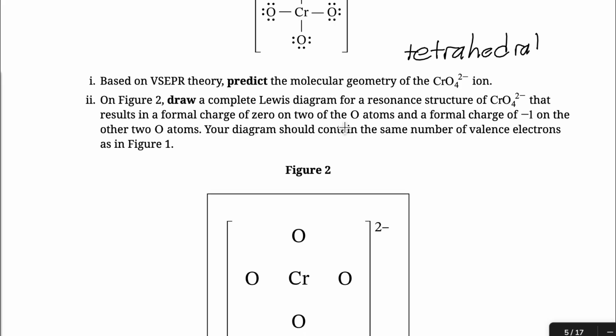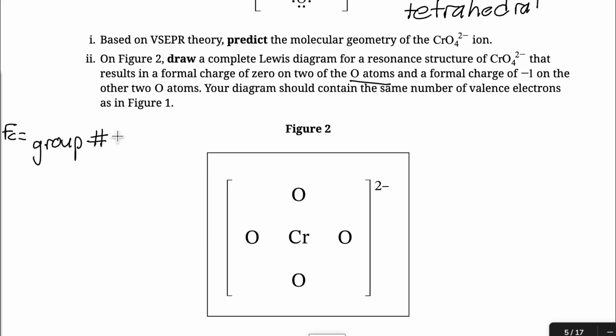2 says, draw a complete Lewis structure for a resonance structure of CrO4 2- that results in a formal charge of 0 on 2 of the oxygen atoms and a formal charge of -1 on the other 2. So formal charge just says group number minus electrons, where if it's a bonded electron, it's worth 1, and if it's a lone pair, it's 2.